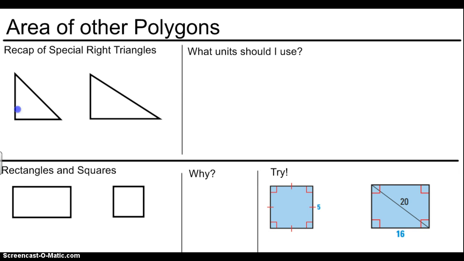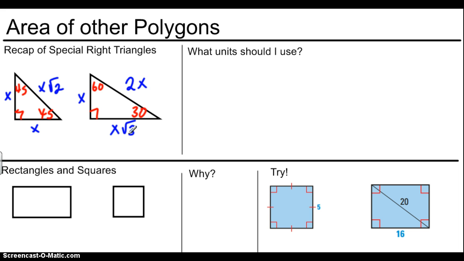Remember, we have two special right triangles. We have our 45, 45, 90 triangle, and the ratio of those sides are x, x, and x square root 2. Remember that? And we also have a 30, 60, 90 triangle, okay? And the ratio of those sides are x, 2x, and x square root 3. Hopefully you remember those from just a couple months ago.